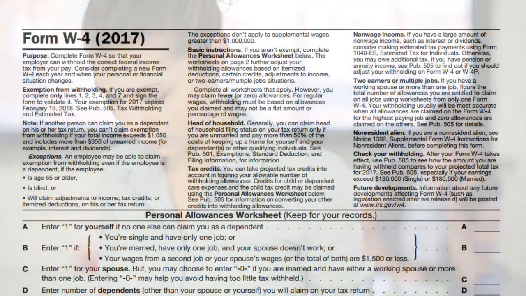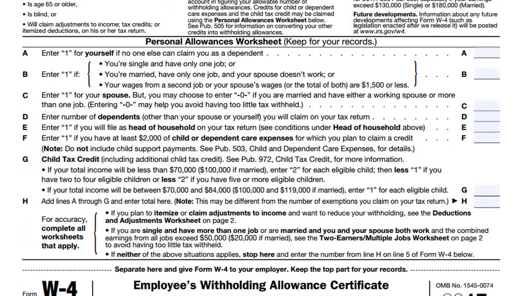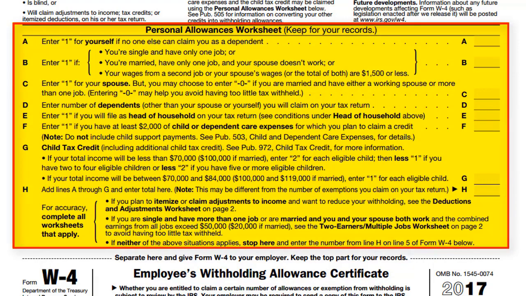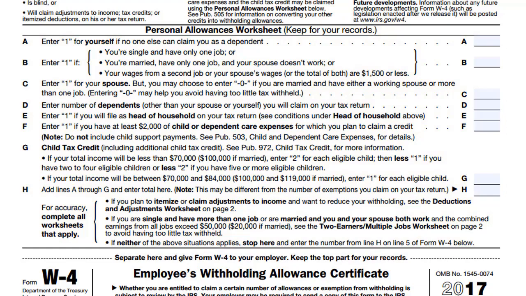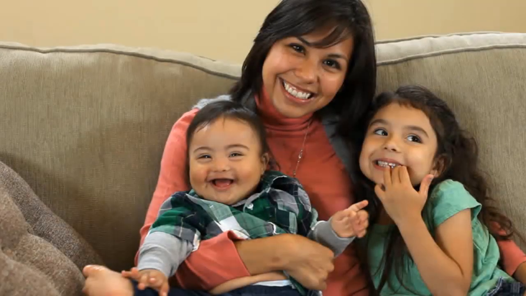Absolutely. Let's scroll down to the Personal Allowances worksheet. Form W-4 is also known as Employees Withholding Allowance Certificate and includes a series of worksheets you can use to calculate the appropriate number of allowances to claim. Let's go through each line on this worksheet to determine how our calculations will work. We will use an imaginary person to calculate the allowances.